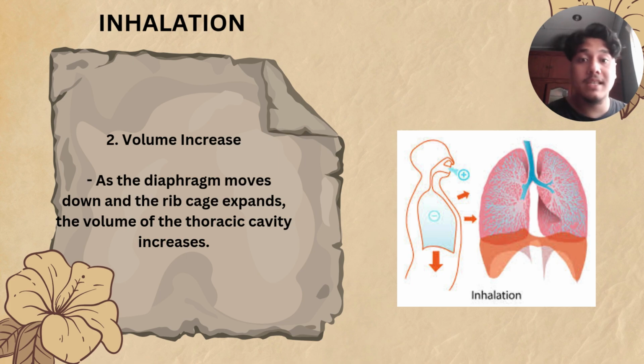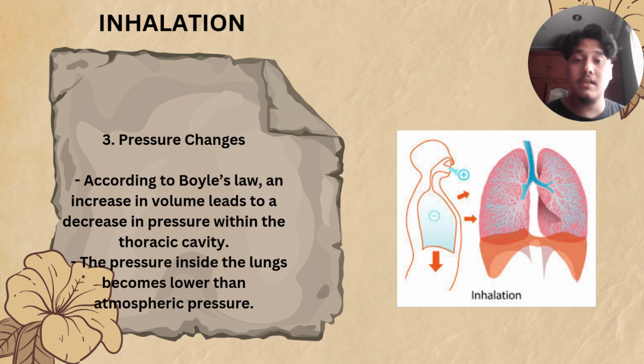Second is volume increase. As the diaphragm moves down and the rib cage expands, the volume of the thoracic cavity increases. And thirdly, the pressure changes. According to Boyle's law, an increase in volume leads to a decrease in pressure within the thoracic cavity.